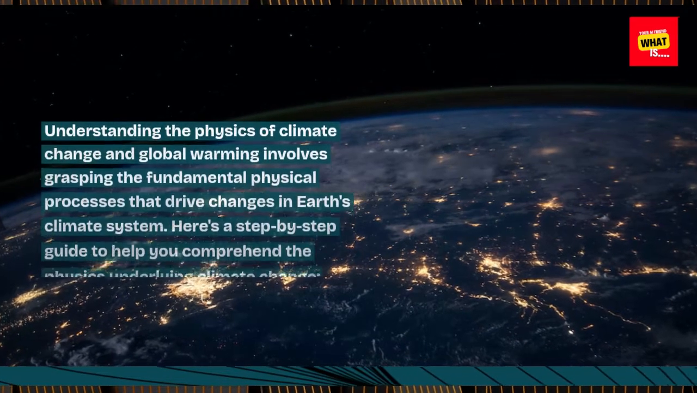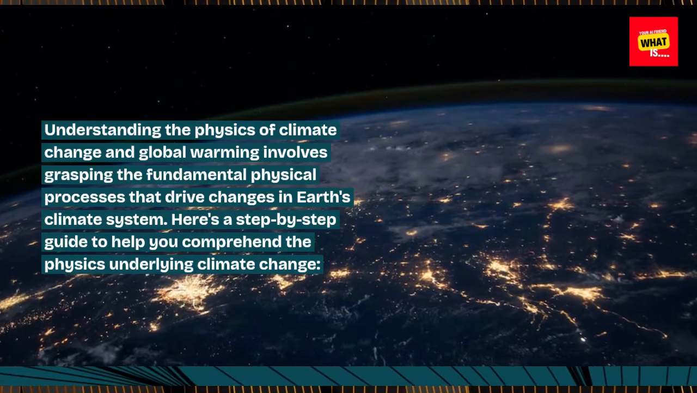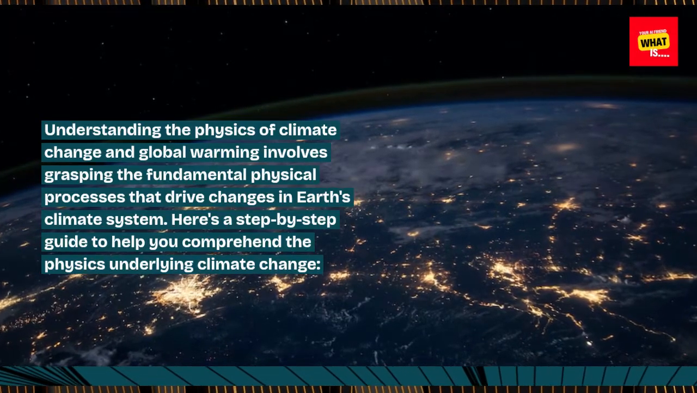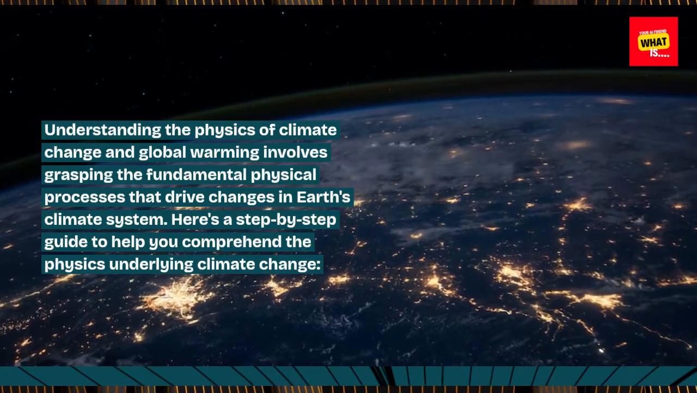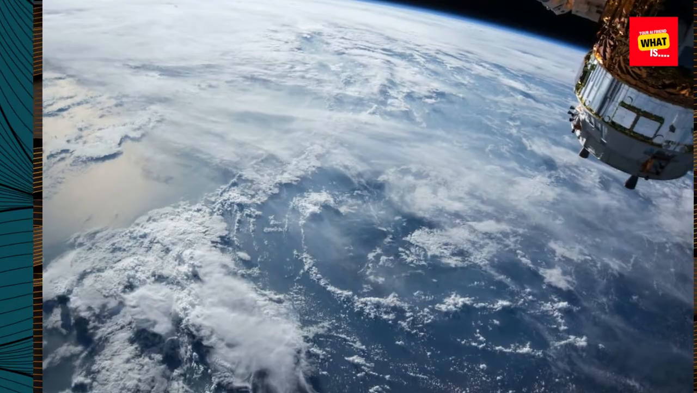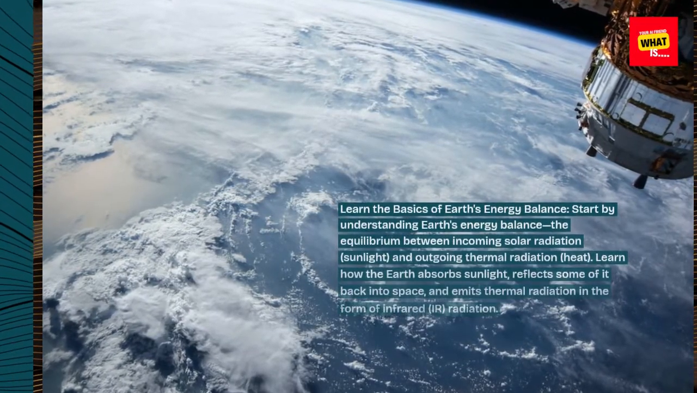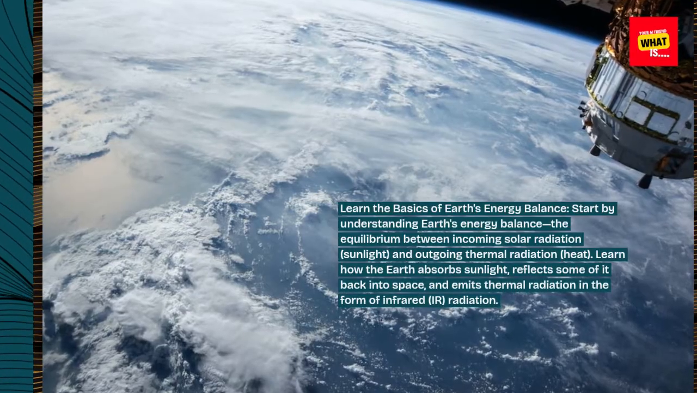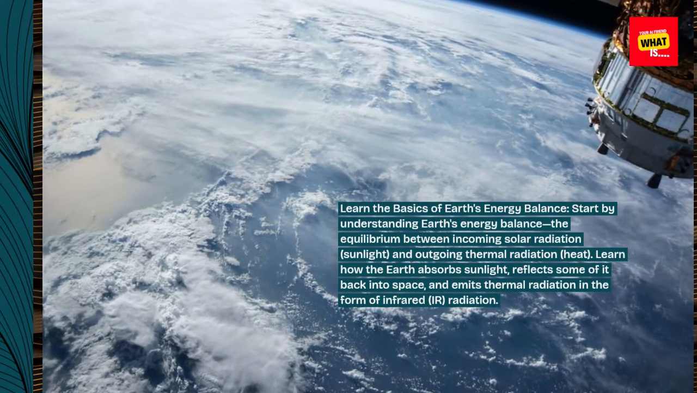Understanding the physics of climate change and global warming involves grasping the fundamental physical processes that drive changes in Earth's climate system. Here's a step-by-step guide to help you comprehend the physics underlying climate change. Learn the basics of Earth's energy balance. Start by understanding Earth's energy balance, the equilibrium between incoming solar radiation, sunlight, and outgoing thermal radiation, heat.